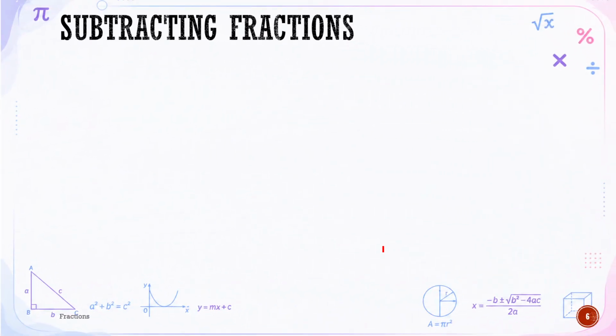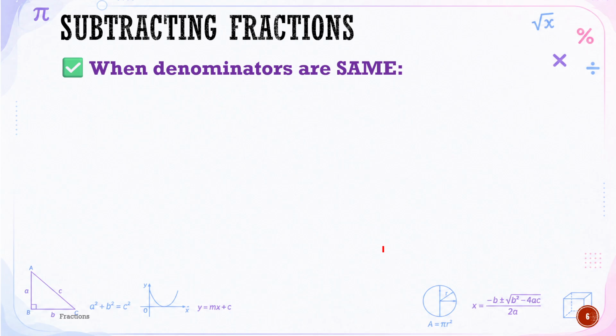Now coming to subtracting fractions. Subtracting also has two types: when your denominators are the same and when denominators are different. Pretty much the same as what we are going to do for adding fractions. When you are subtracting fractions and the denominators are the same, you just have to subtract the numerators.